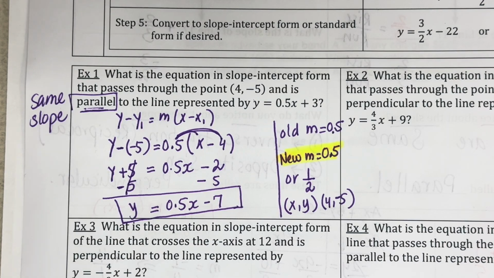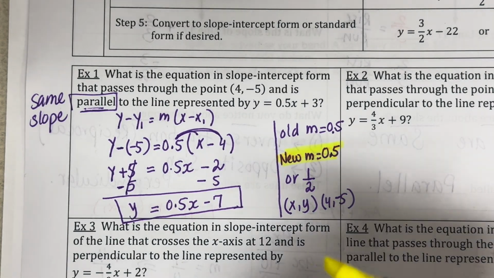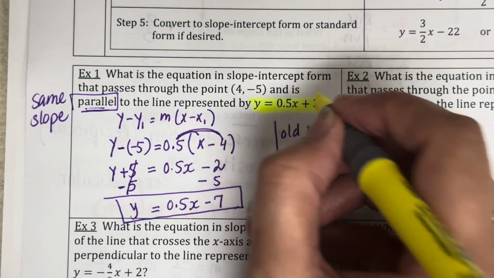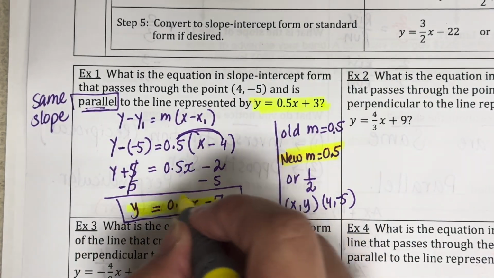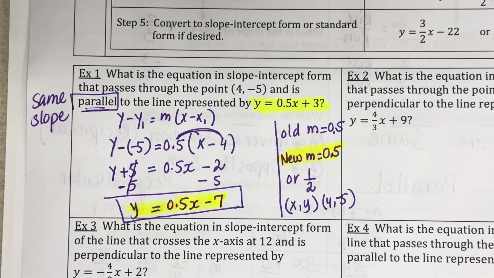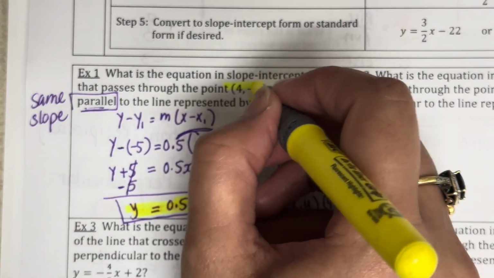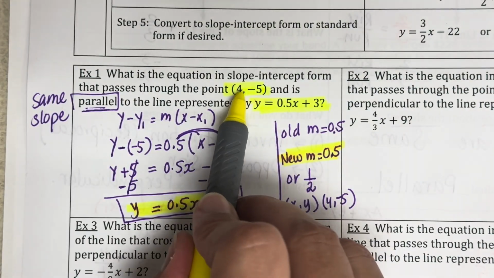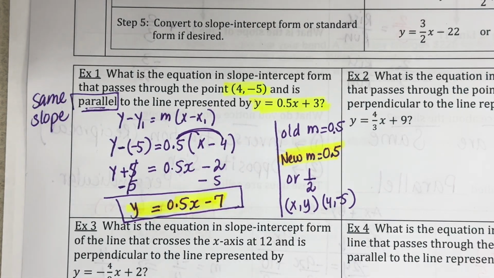I can check my work using the calculator. All you have to do is graph the old line and graph the new line in the calculator. And check whether the new line is passing through the point (4, -5). Just put that ordered pair in the calculator and see if it's passing through this. And that is how simple this is.